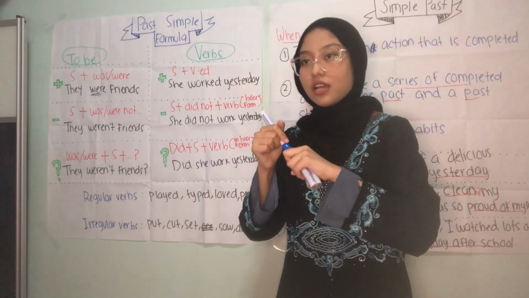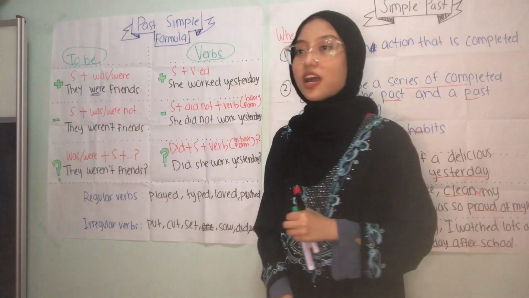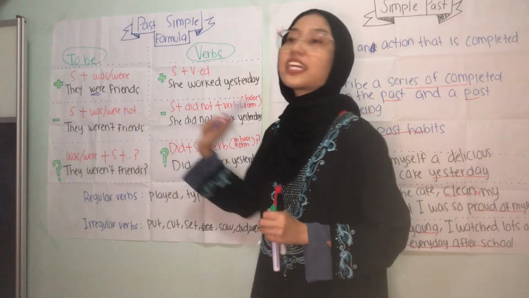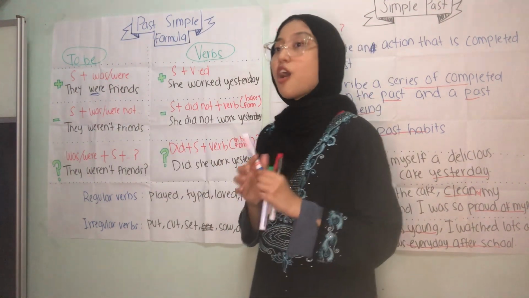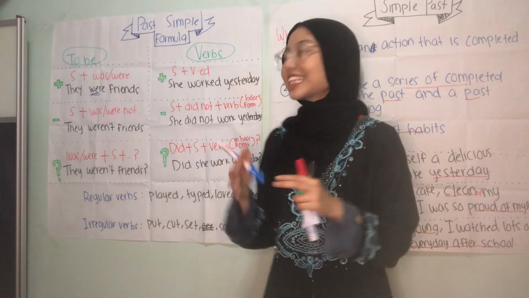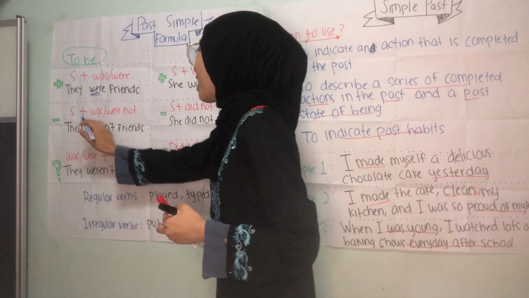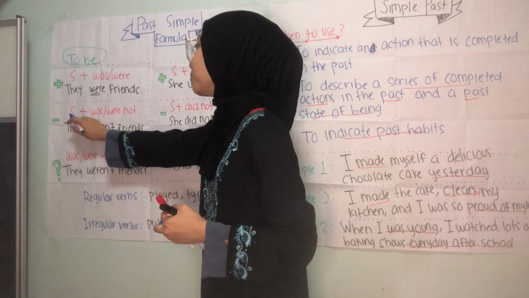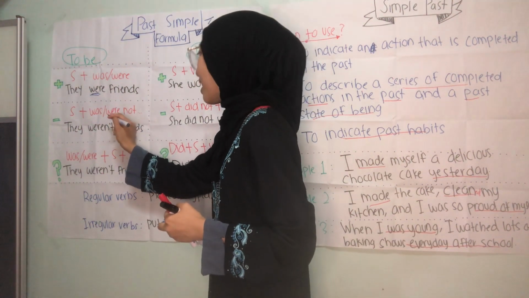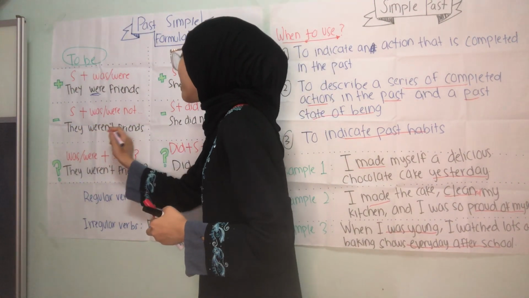But what if something happened to their friendship? How do we form this in a negative form? Fortunately, there is a formula for making simple past verbs negative. The formula is subject plus was or were, and then not. For example, they were not friends.